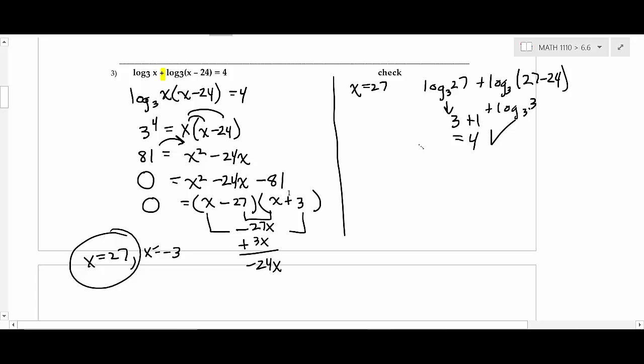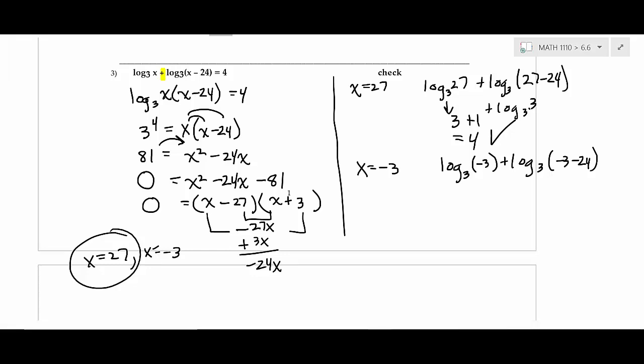Now let's go with the negative 3. We're going to plug it into the original equation. So that would be log base 3 of negative 3 plus log base 3 of negative 3 minus 24. All right, there's a problem with that. Does anybody know what that problem is? It doesn't work. I already know why. Do you?